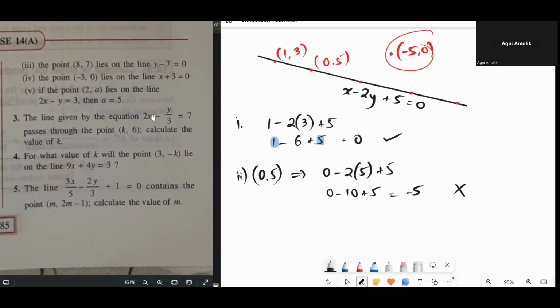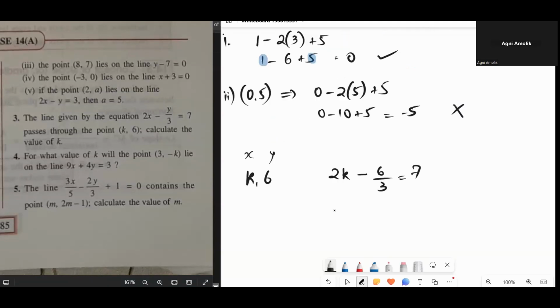Did you get it? Do it. Okay, I'm solving it. 2k minus 6 upon 3 is 2, 2 is equal to 7. Take the minus 2 to the right side because the k term should be on the left side. So that is 7 plus 2. So 2k is equal to 9. So k is equal to 9 upon 2.